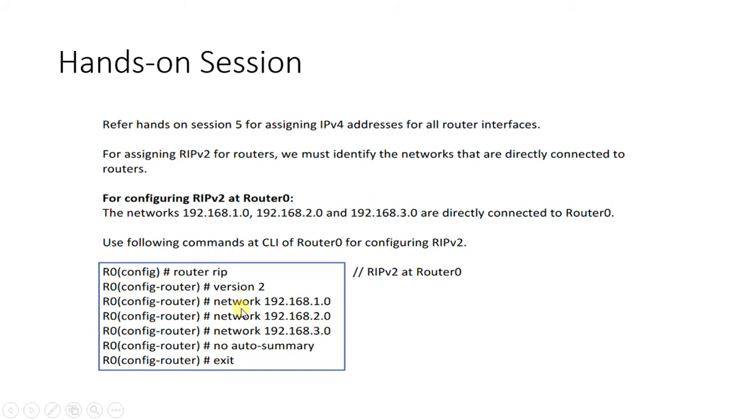We can see the difference here. We are not manually configuring any route for the remote networks. We are just advertising the directly connected networks, and the RIP version 2 algorithm will automatically find out the best route to reach the remote network. So directly connected networks are network 192.168.1.0, network 192.168.2.0, and network 192.168.3.0, and then no auto-summary. So we don't want to summarize any of the routes, and to add the classless routing, we'll use the no auto-summary command here.